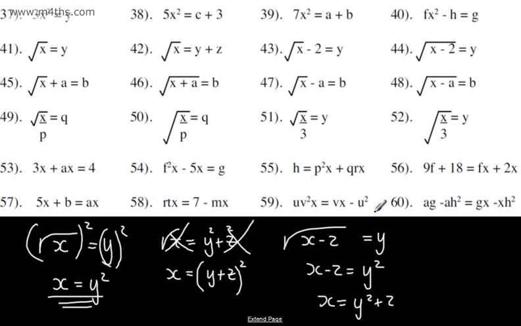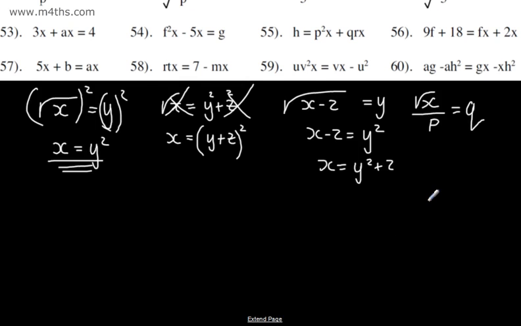What else have we got? Let's do this one right here. So this one is just the square root of x, so the square root of x divided by p is equal to q. So x started its life off, it was square rooted, it was divided by p, which gave q, so we'll do the opposite, the inverse operations.